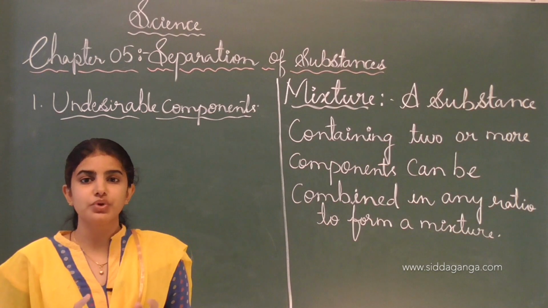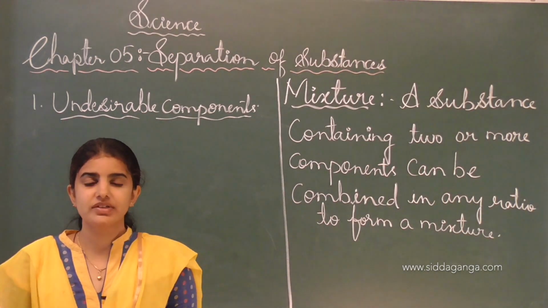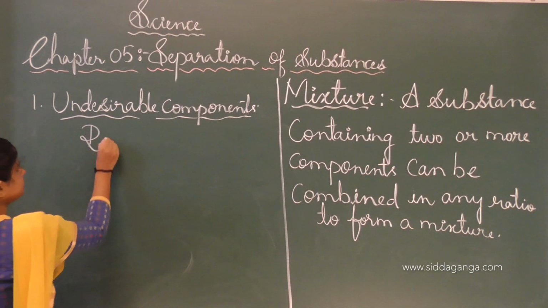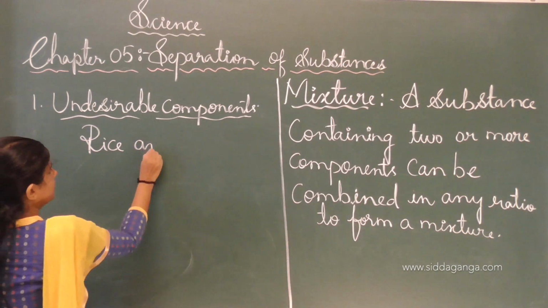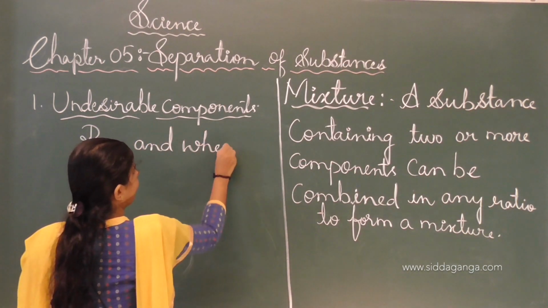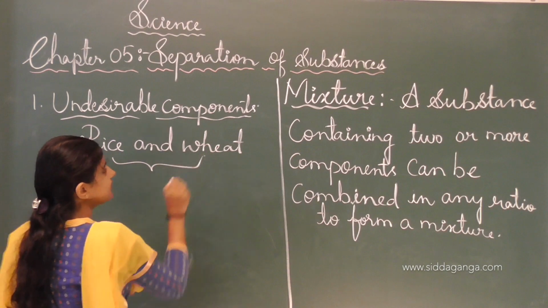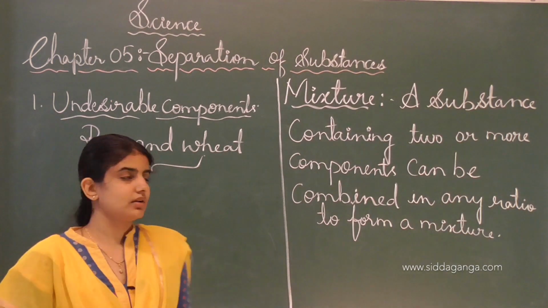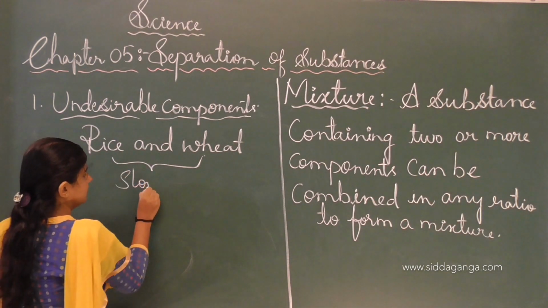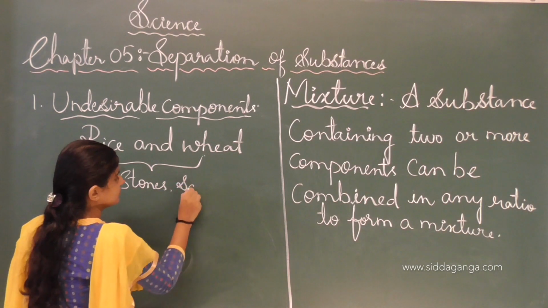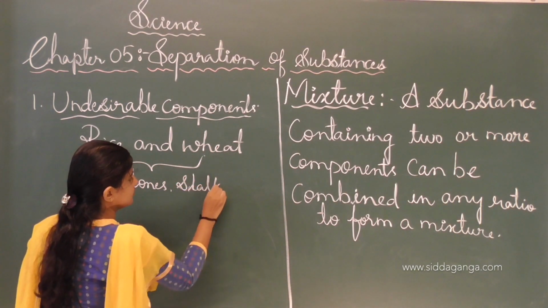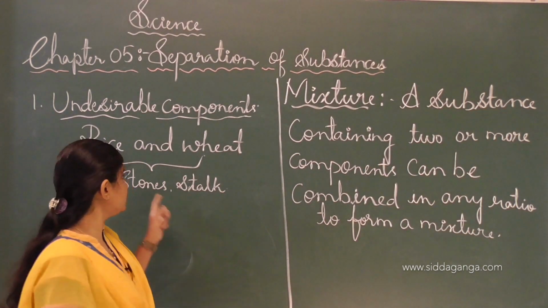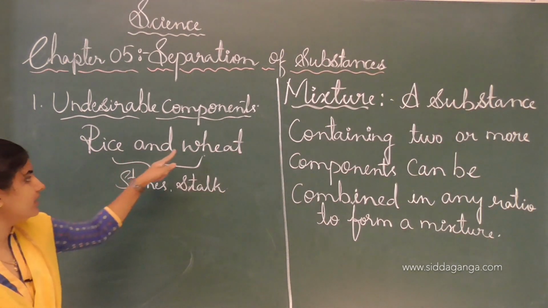The first purpose is to remove the undesirable components which are present in the mixture. For example, rice and wheat. See, the rice and the wheat contain small stones and also starch. And some other pieces of leaves will also be present in that mixture, like rice and wheat.